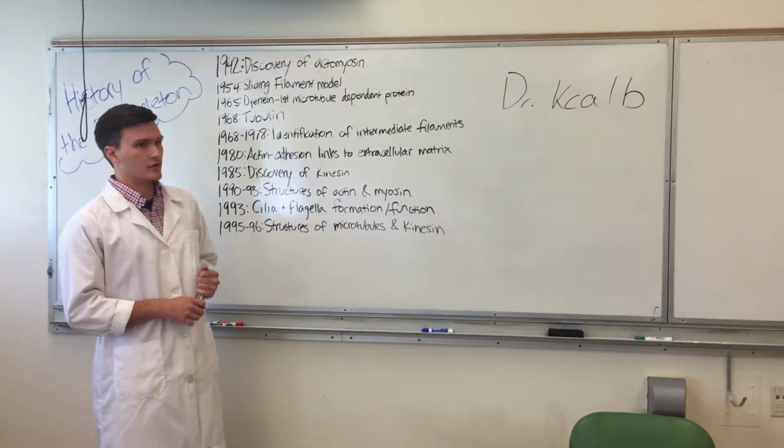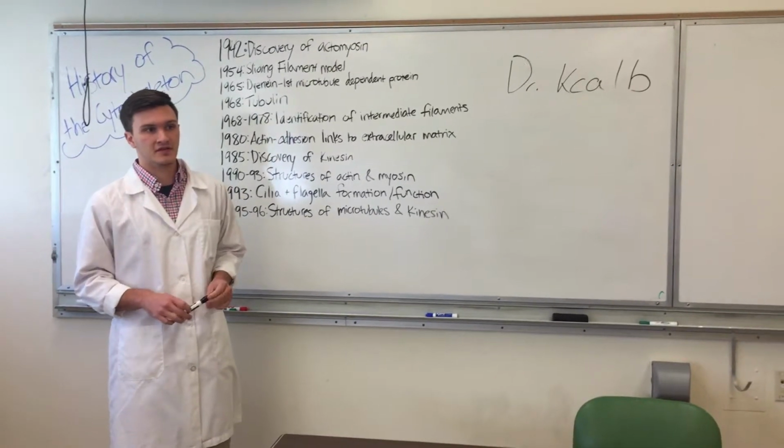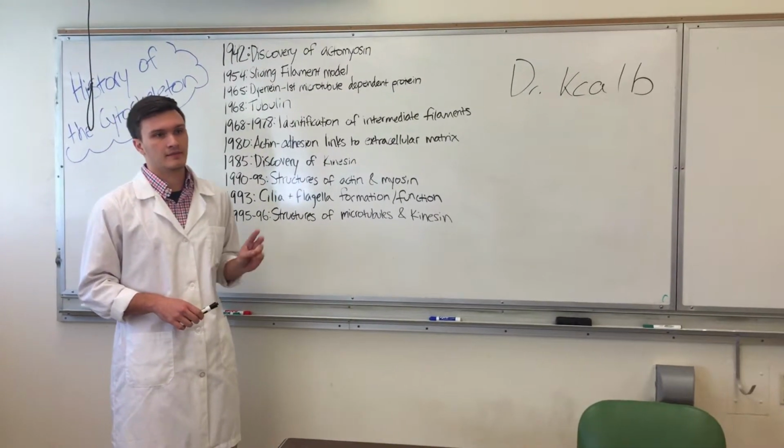In 1942, scientists discovered that contraction can be reproduced in vitro by two proteins, actin and myosin, leading to our current understanding of the cytoskeletal role in muscle biochemistry.